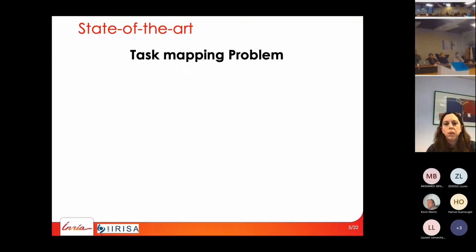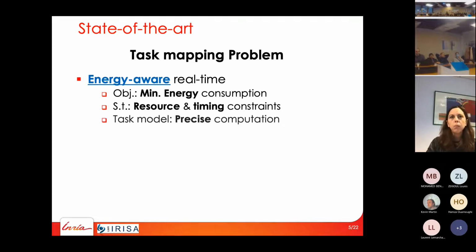So I'll go a bit briefly into the state of the art regarding the task mapping problem. Mainly, we can have two categories. The first one is the energy-aware real-time task mapping. There, we usually have as goal to minimize the energy consumption, assuming resource or timing constraints. The majority of these approaches are focusing on precise computation task models. Thus, we have only mandatory tasks.